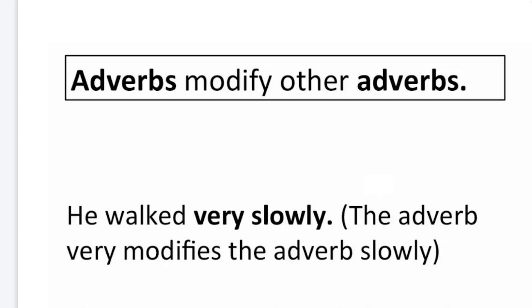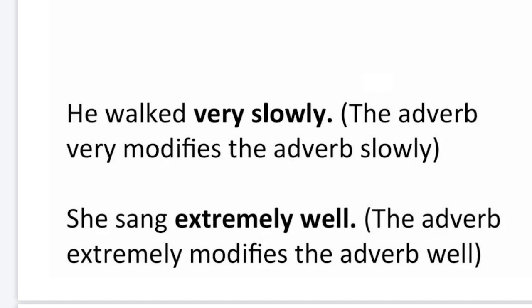Similarly, she sang extremely well. If I say she sang well, forget the word extremely for a moment. Sang is a verb. So she sang how? She sang well. So well is an adverb. But even well is modified by the word extremely. How much well? Extremely well. So extremely is also an adverb. Anything that modifies an adverb is also an adverb. Similarly, had I written she sang very well, then very would have been another adverb.